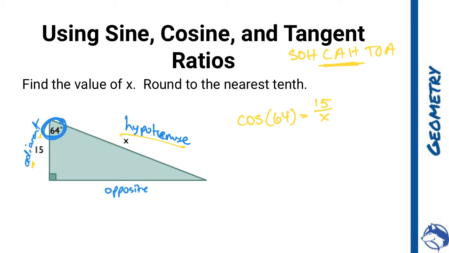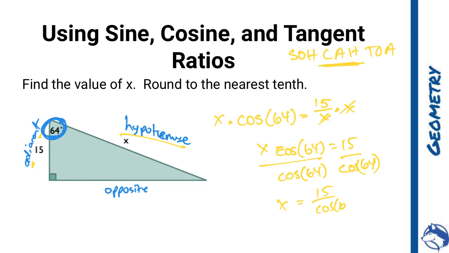Over x. So now when I plug this into my calculator, well, first I want to manipulate it first, but then when I plug it into my calculator, I don't have to do really any work. So if I multiply by x on both sides, it gets that to cancel out. So now I've got x times the cosine of 64 equals 15. So I divide by the cosine of 64 because it's just a number. And what I end up with is x is equal to 15 over the cosine of 64.